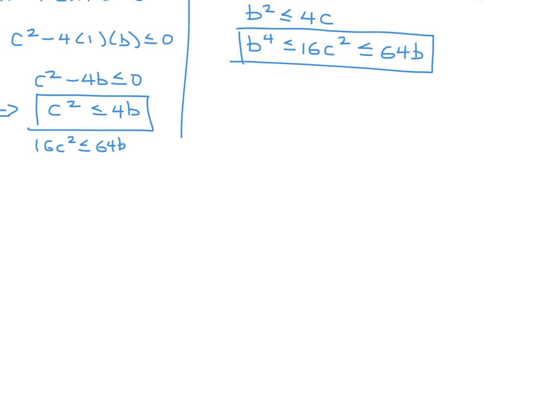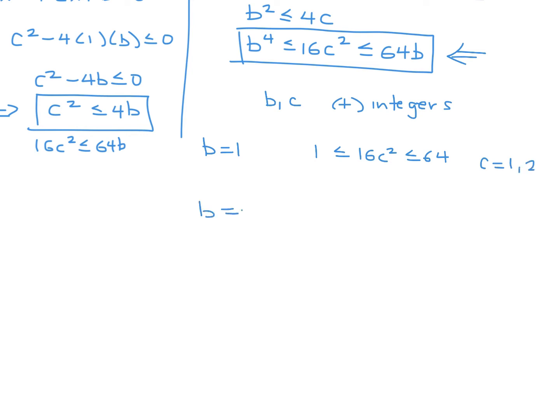Now, the good news is they told me that b and c have to be positive integers, so that helps us out quite a bit. So basically, I have to solve that inequality with some positive integers. Let's try b equals 1. When b is 1, this becomes 1 less than or equal to 16c squared less than or equal to 64. So it looks to me that c can be either 1 or 2.